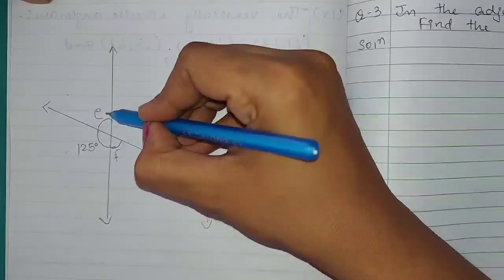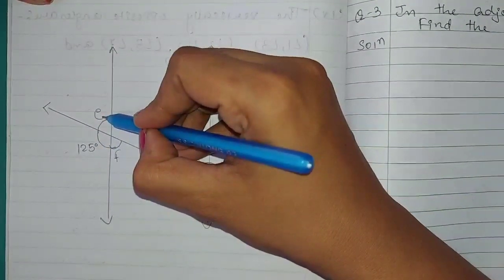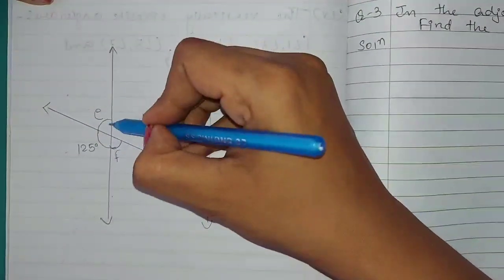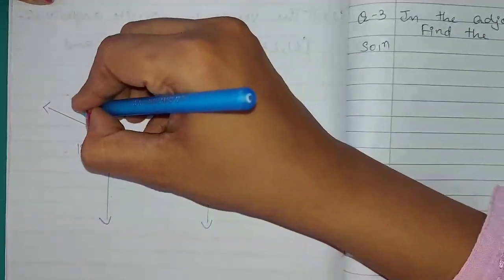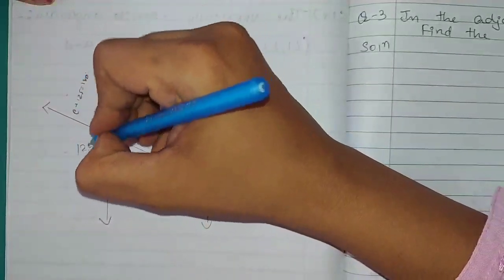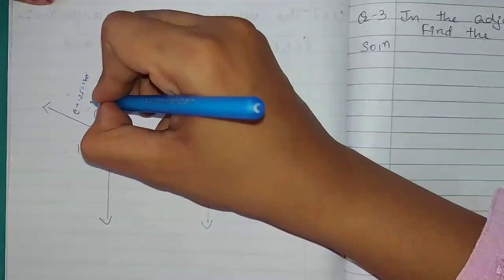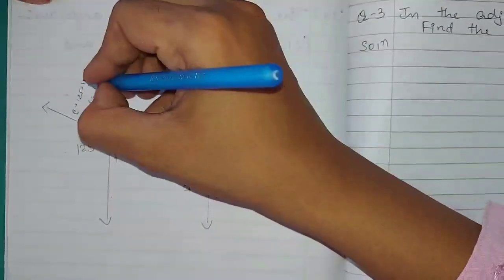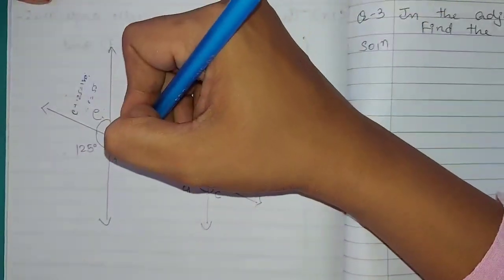First we will start with E. Here 125 degrees is given. So what would be the angle E? What property does 125 degrees and angle E follow? It follows the linear pair property. So here students, E plus 125 equals 180, because the sum of two angles in a linear pair equals 180 degrees. Therefore if we subtract 180 minus 125, we get angle E, that is 55 degrees.